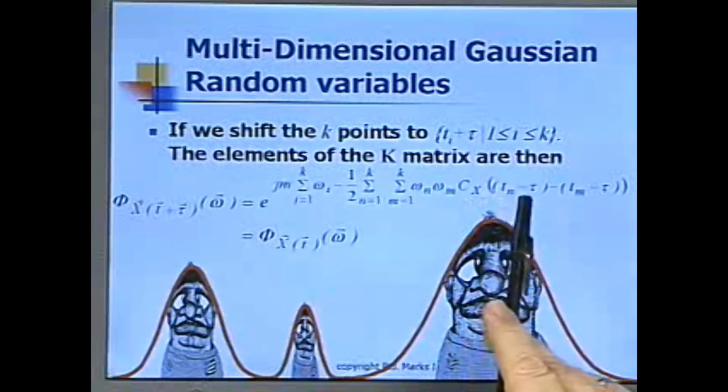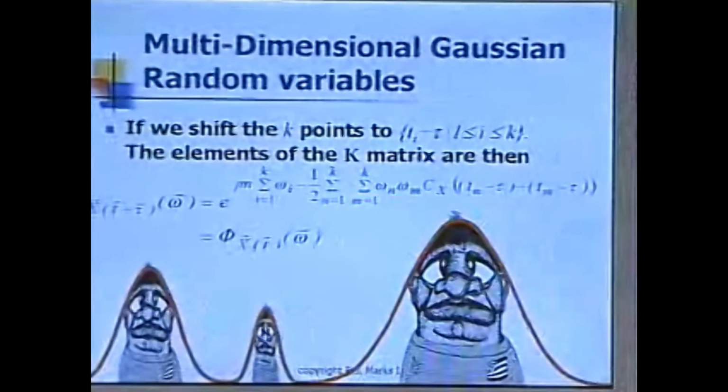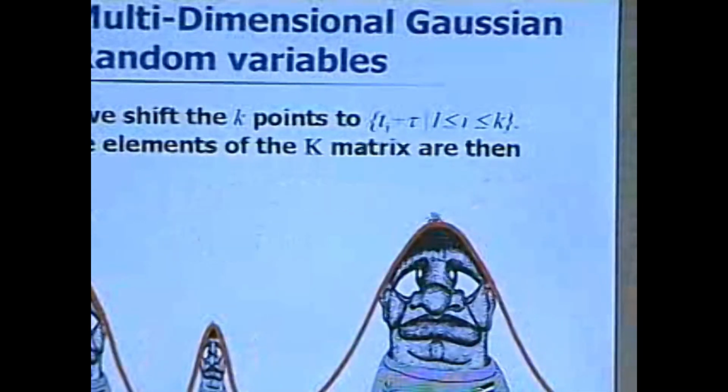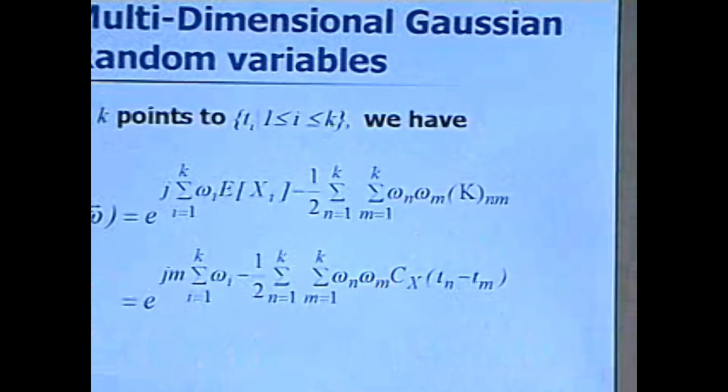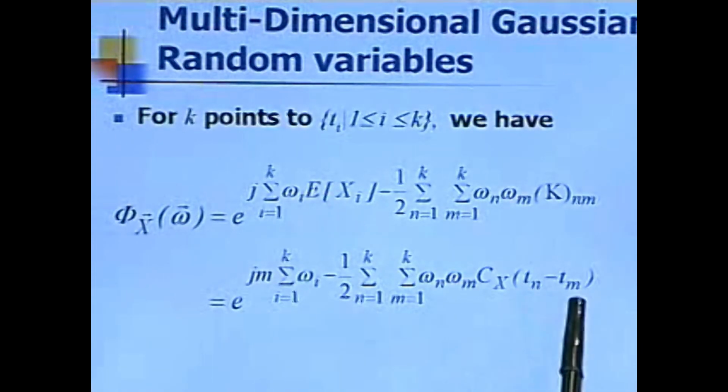The autocovariance becomes Tn minus tau and Tm minus tau, and the taus cancel, and you get exactly the same result as you did for the unshifted case. Maybe if we go back here, you can see it a little bit easier. Instead of Tn, we have Tn minus tau. Instead of Tm, we have Tm minus tau. The taus eat each other up, and you get exactly the same expression as you did before.